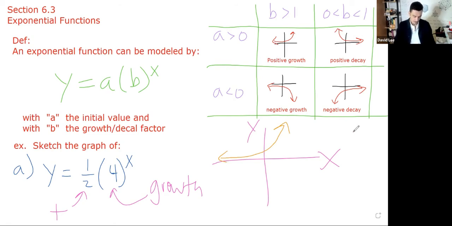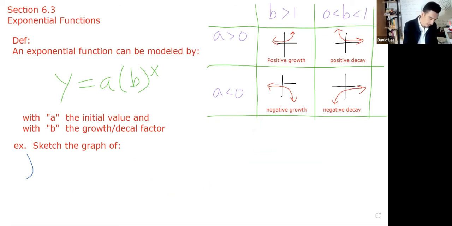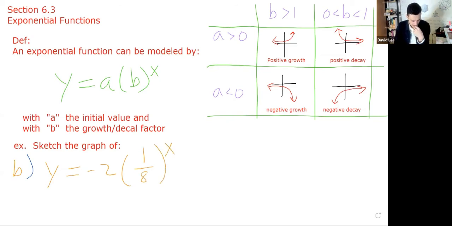Let's try another one. So let me get my eraser tool. And let me erase the equation. And let me give you guys a different one. And then we can do something else here because there's a lot to get through. So what if this time, for example B, we said y equals -2, let's go with 1/8 to the power of x. Okay. So decide on the classification. You see this number, that's 1/8. 1/8 is between 0 and 1. So it's going to be decay. And because this number is negative, this is going to be negative decay.